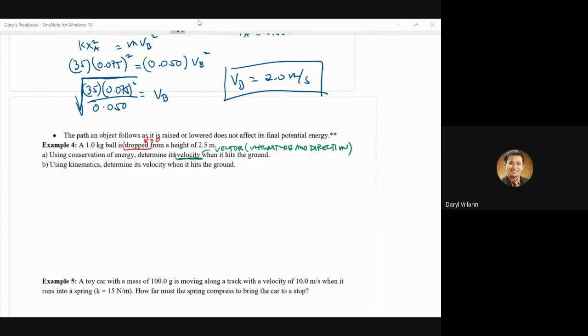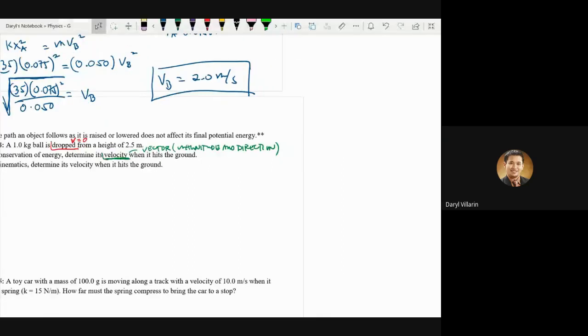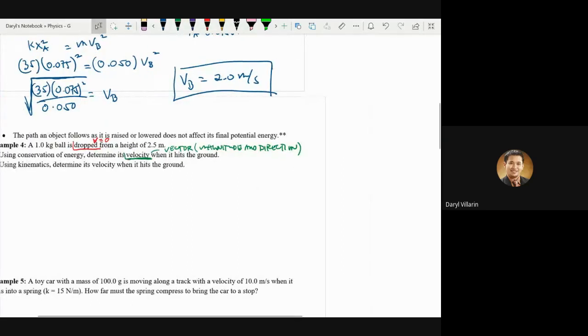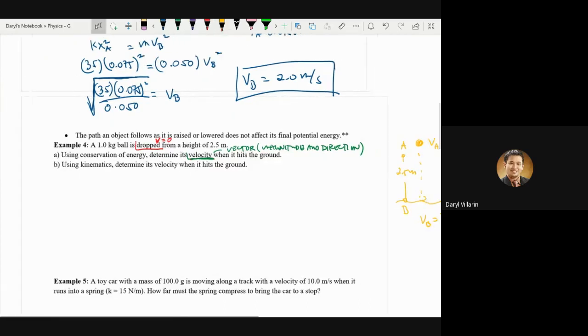Okay, so for letter A, we're going to use the conservation of energy principle. So again, in this particular case, you have just an object being dropped. This is my point A, and when it hits the ground, that would be my point B. The height of this is 2.5 meters. But initially, since it is being dropped, v_A should be equal to zero. v_B here is the main question.